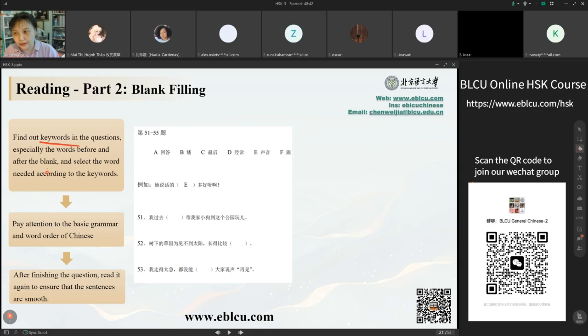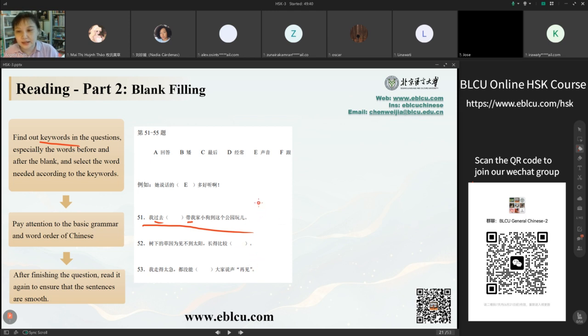For this part, it's still very important to find out the key words in the questions, especially the word before or after the blank. That is very important and directly related to the answer. Also, you need to pay attention to the basic grammar and word order in Chinese. If you have a basic idea of the word order in Chinese, it's easy for you to choose for this part. And then after you finish all the 5 choices of one group, you need to go back and read the whole sentence again to check if the sentence is reasonable, if it goes smoothly. Then you can continue for the next group.